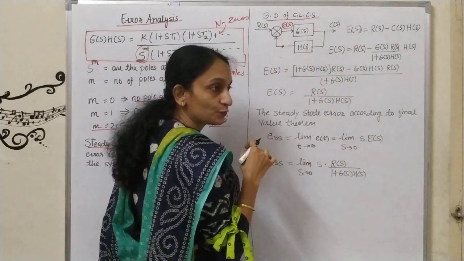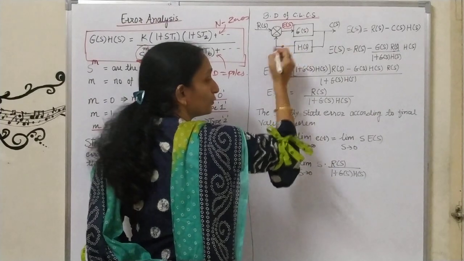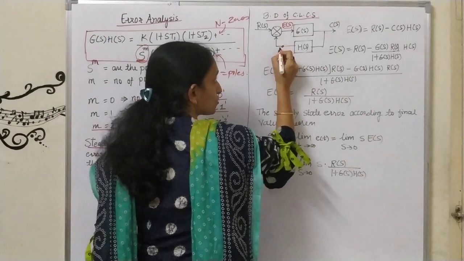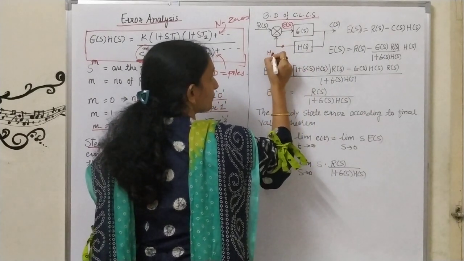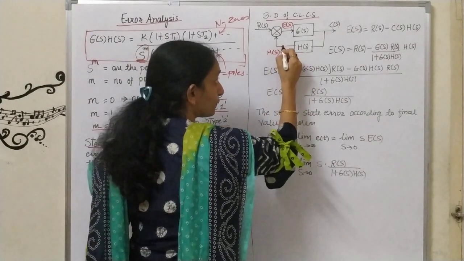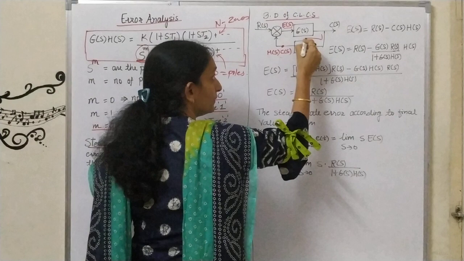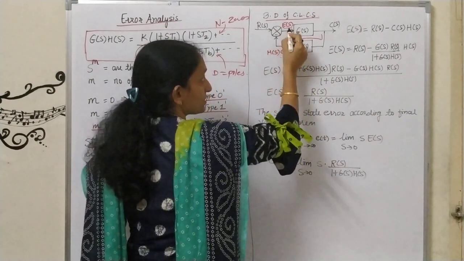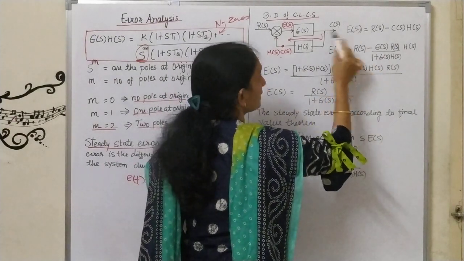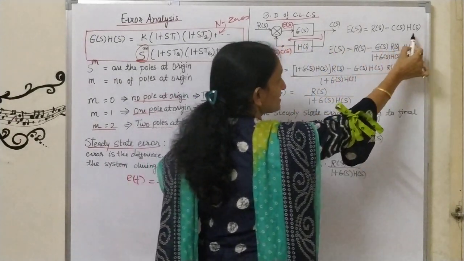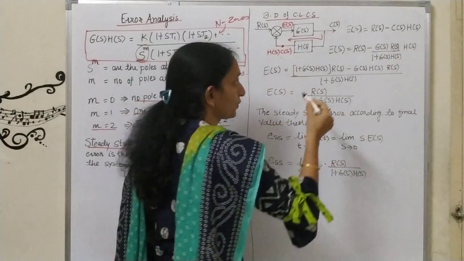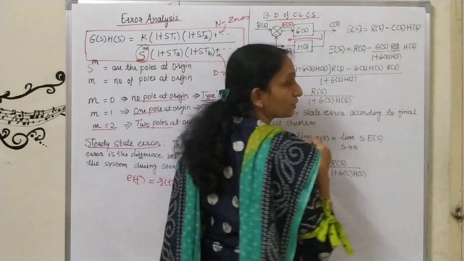Though C(s) is the output, suppose I need to calculate the output at this point. So how are we calculating? Gain into input. What is the gain here? The gain is nothing but H(s). What is the input? That is nothing but C(s). So at this point the output will be gain into input. See, E(s) I have written as R(s) minus C(s) into H(s), because I have assumed a negative feedback signal.